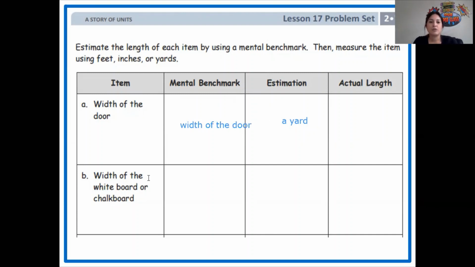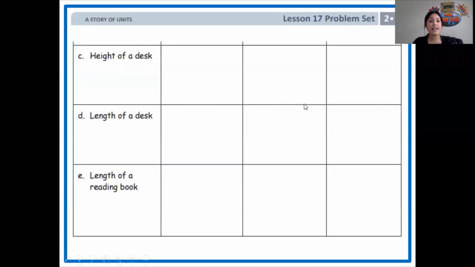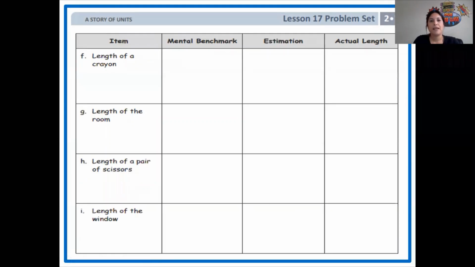Now for B, I know it says the width of the whiteboard or a chalkboard. We don't have that. So instead, if you want to do the width of your refrigerator or anything else that you want to do, that's okay. You can do that. And then for the next one on your problem set, it says the height of a desk. So again, if you don't have a desk, you can use a table or something to scratch it out and do it. Remember, height is how high, how tall you are, and length is how long. And then the length of a reading book. And then you have more options.